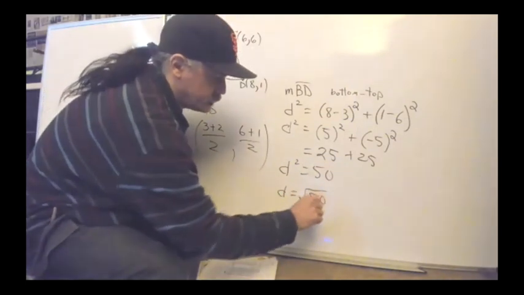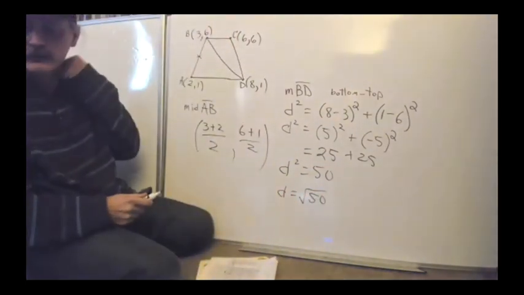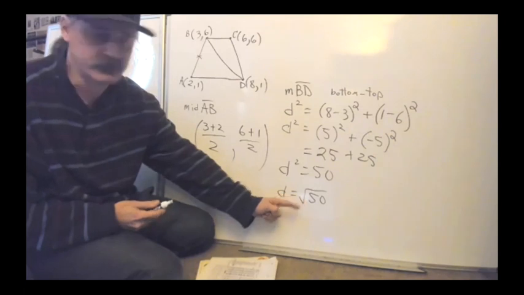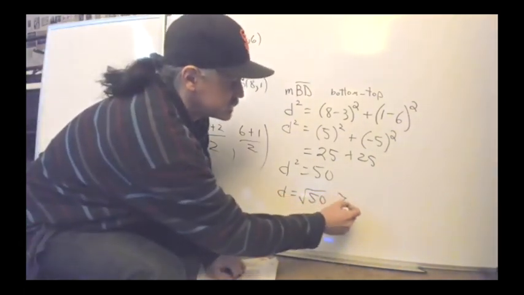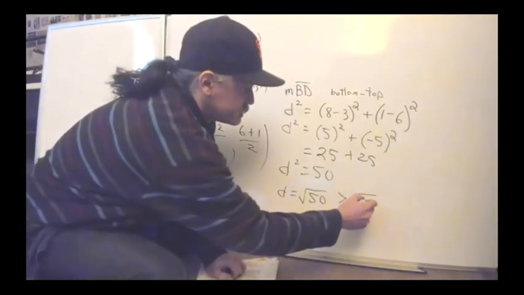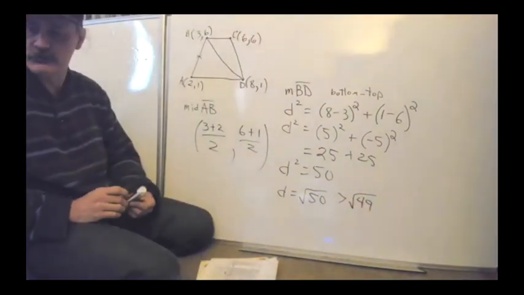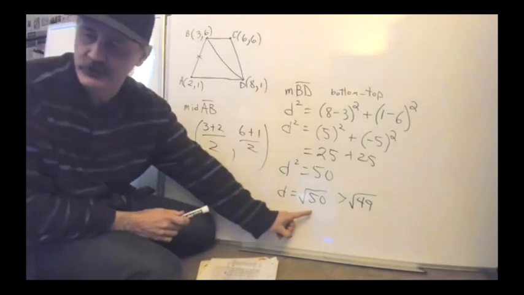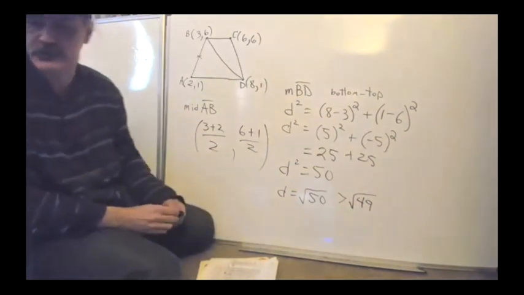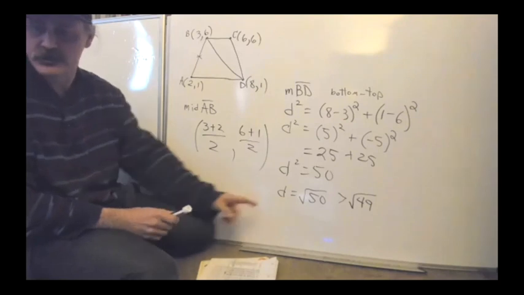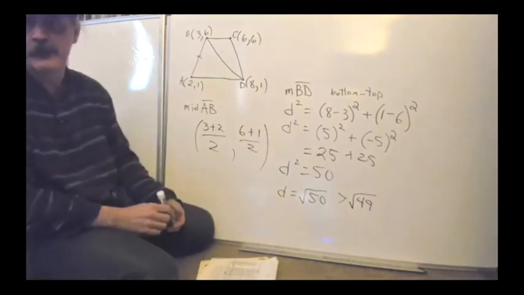Last step, take the square root, because what number multiplied by itself gets 50, that's a little harder to kind of figure out. Now we know it's greater than 7 because the square root of 49 is less than the square root of 50. So we know whatever the square root of 50 is, it's a little bit bigger than 7. If we want to be more precise, we have to use our calculator.